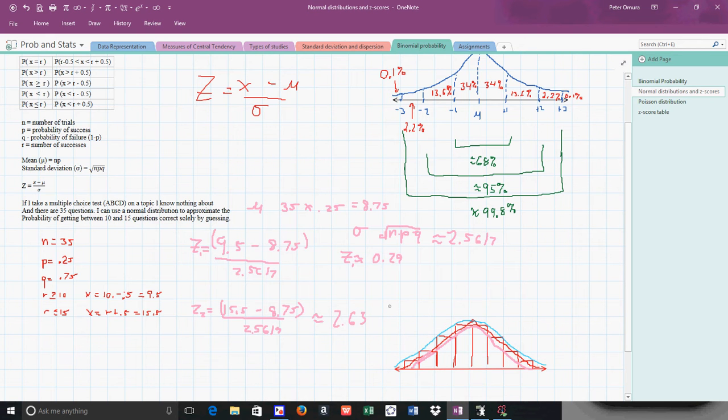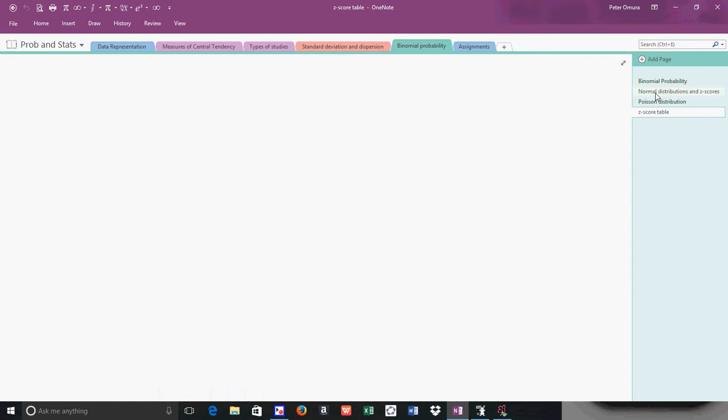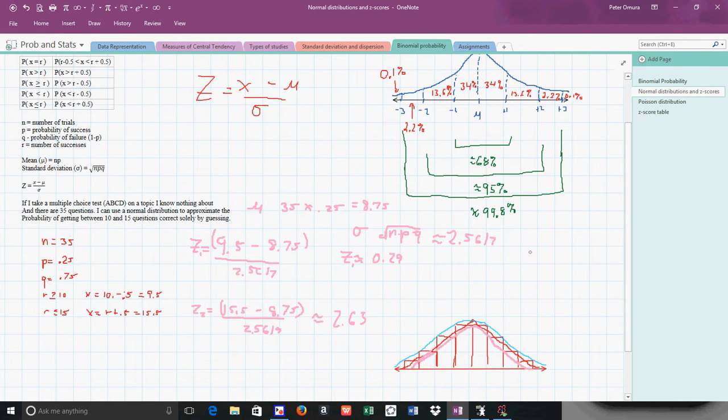So now what you have to do is look up these z-scores. And I included a z-score table. So 0.29, let's see, I go 0.2. I'm going to go all the way to the 9, so it's this white row. So it's 0.6141. And that's the probability of guessing 10 right.